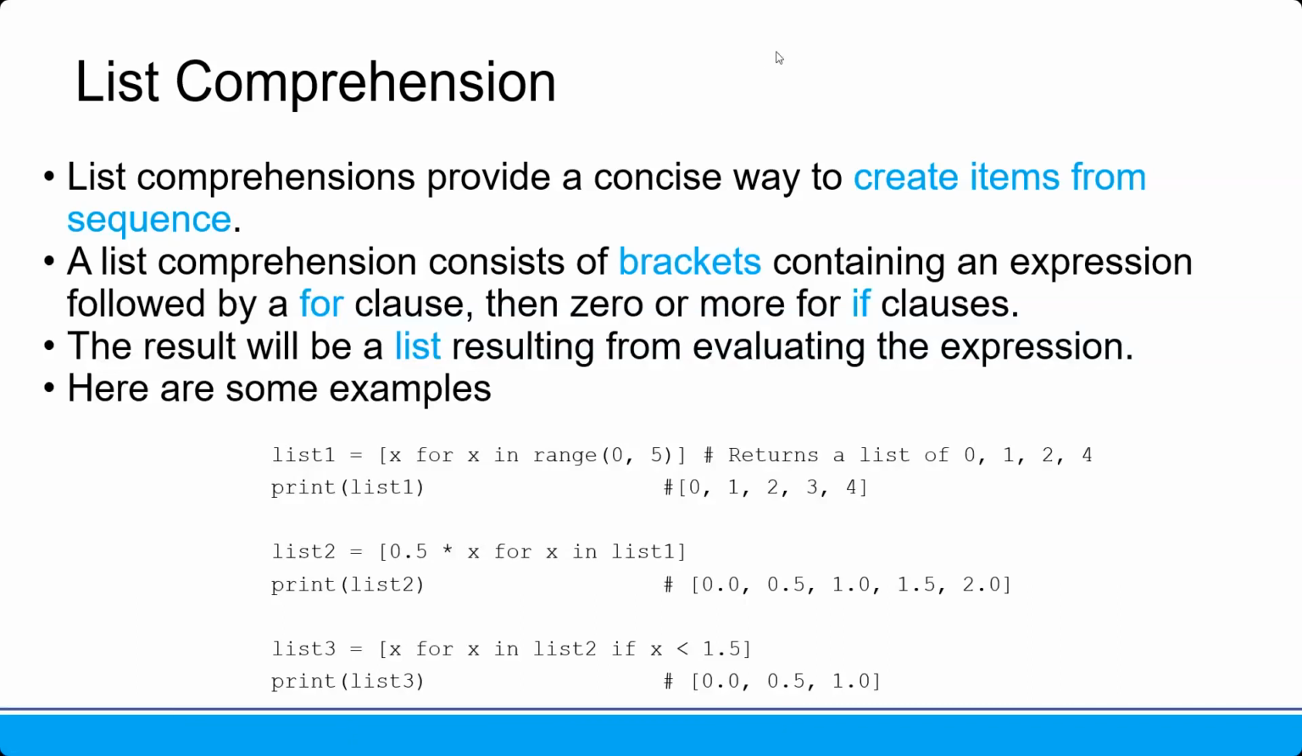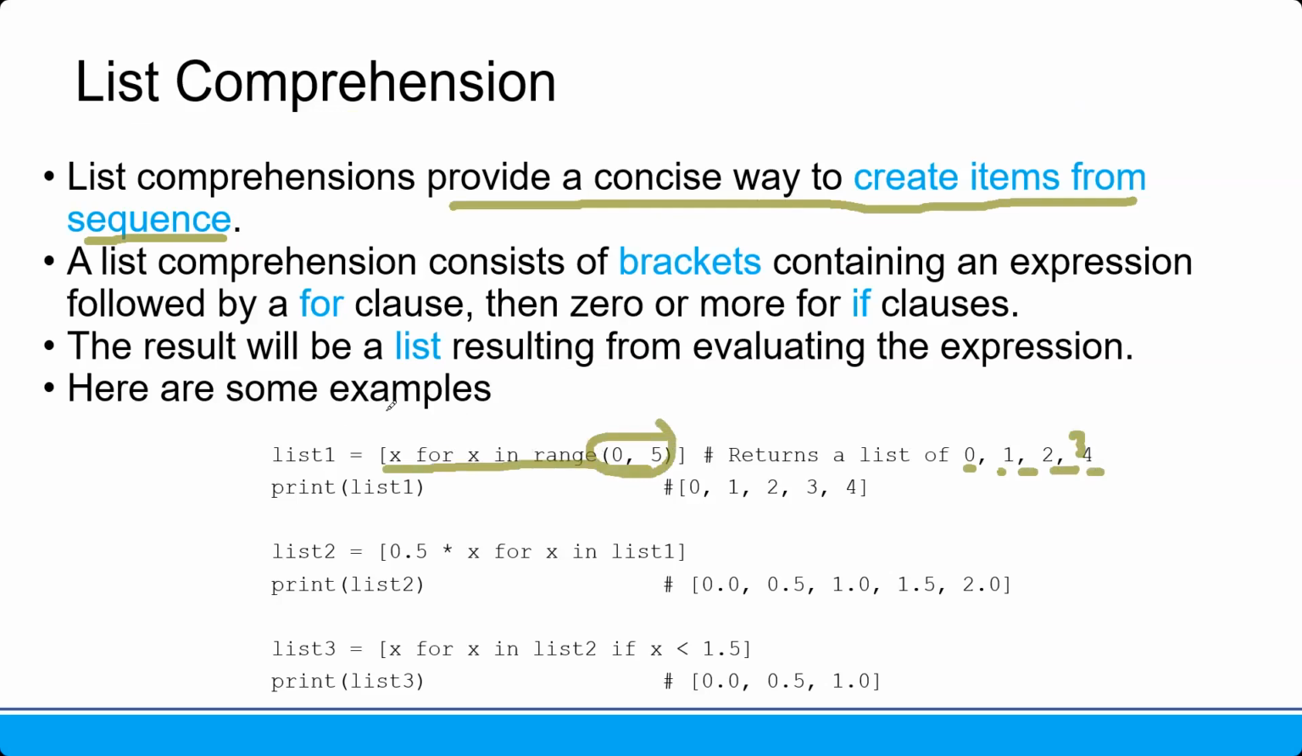Let me review a little bit about list comprehension. What is list comprehension? When we do list comprehension, it means we provide a concise way to create items from a sequence. So we will have a sequence. Let's say the sequence is 0, 1, 2, 3, 4. Then you can write like this one: x for x in range(0, 5).